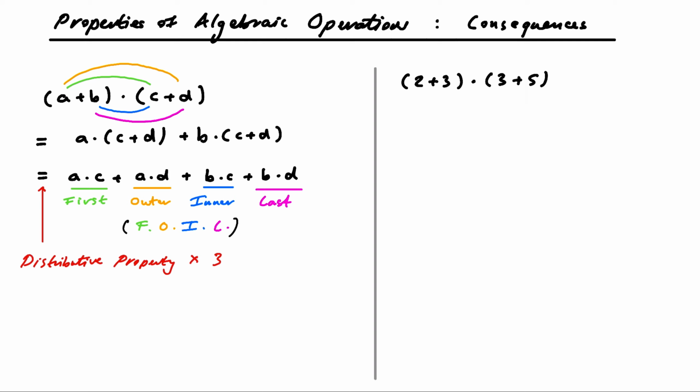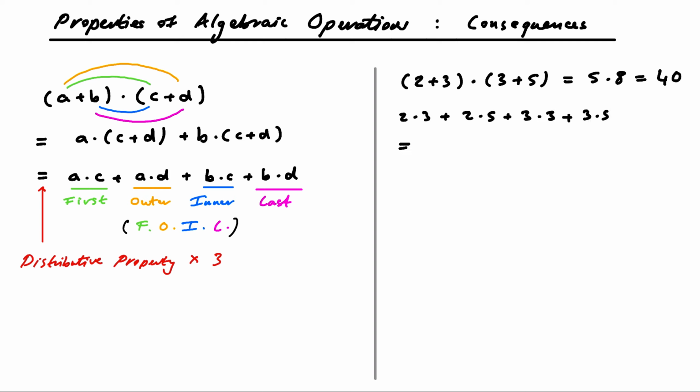2 plus 3 times 3 plus 5. Okay, so before we do anything, let's work out what this actually is. The 2 brackets, or the 2 parentheses, this is 5 times 8, that's 40. That should be the answer. But then let's do the first, the outer, the inner, and the last. So the first, 2 times 3, plus the outer, that's 2 times 5, plus the inner, 3 times 3, plus the last, 3 times 5.